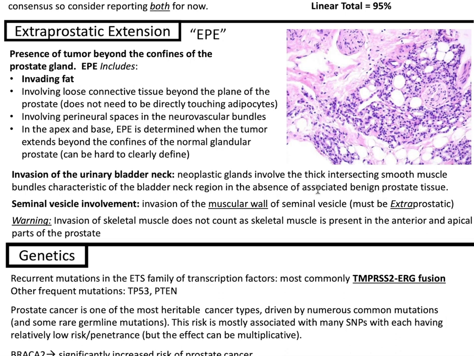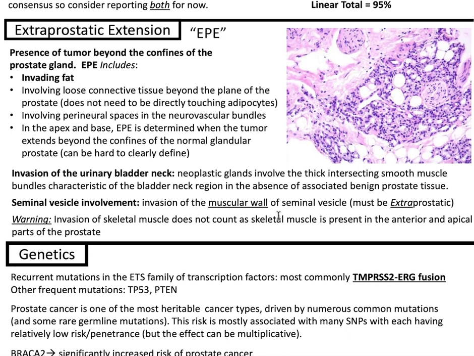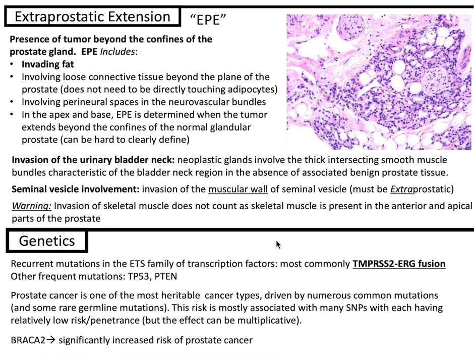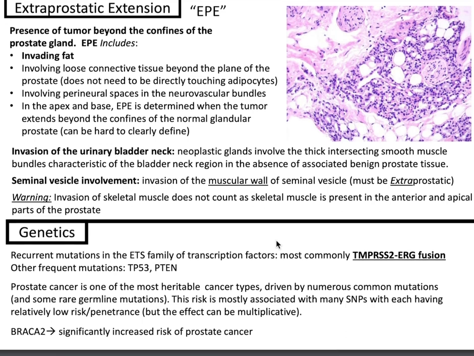Invasion of the urinary bladder neck is when the neoplastic glands involve the thick, intersecting smooth muscles of the bladder neck region in the absence of associated benign prostate tissue. Seminal vesicle involvement is where you have invasion of the muscular wall of the seminal vesicle. It must be extraprostatic, and it's stage 3 according to the CAP synoptic. As a warning, invasion of skeletal muscle does not count, as skeletal muscle is present in the anterior and apical parts of the prostate.